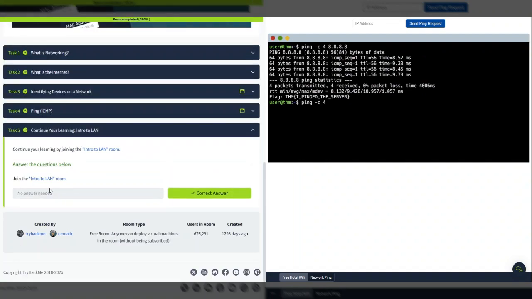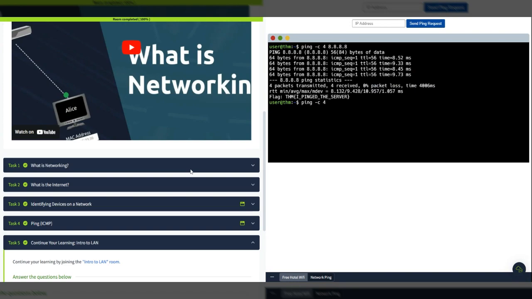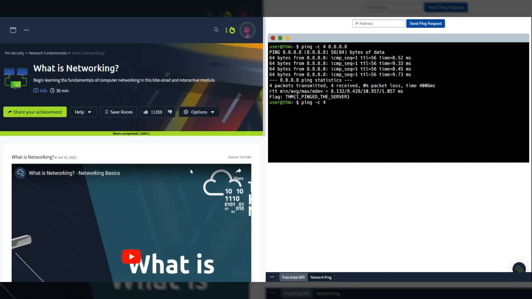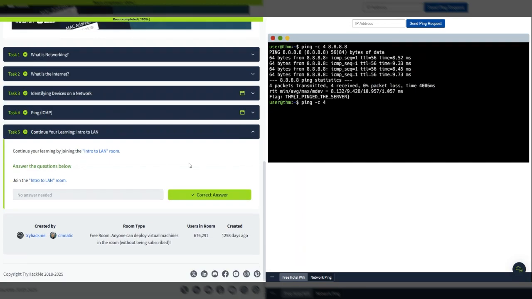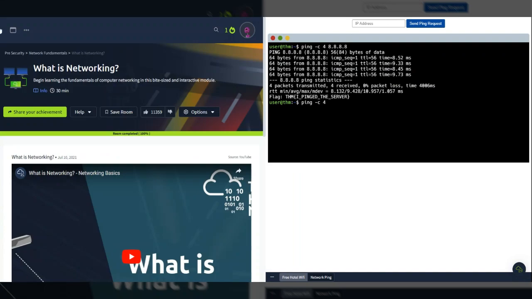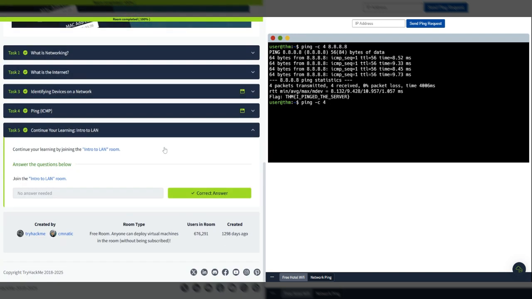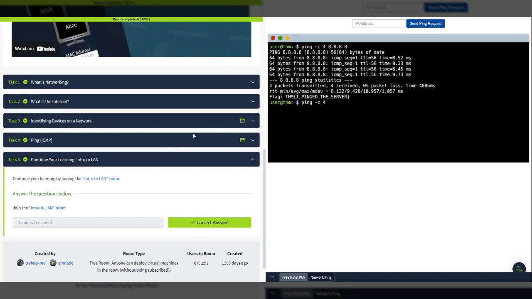And then I went on to Intro to LAN Room, which was pretty interesting as well. I'm really enjoying this website and this class. So far, this is one of my favorite classes. And then my overall rating for this room would be probably a 10 out of 10. It was very easy. It was simple to understand and follow along through.